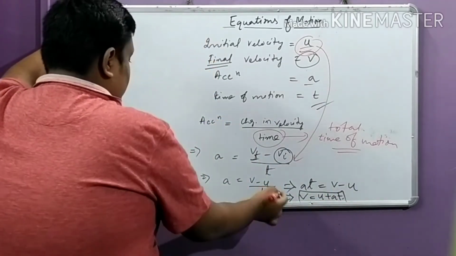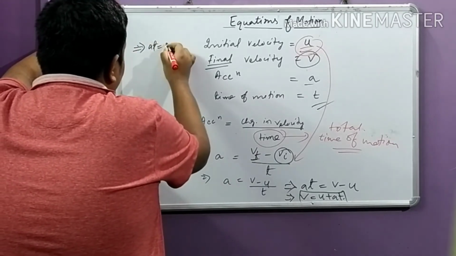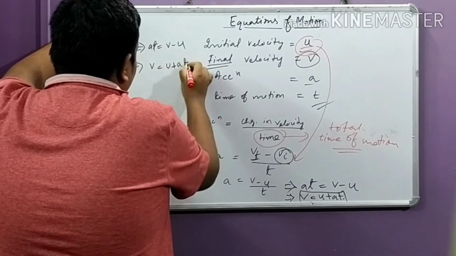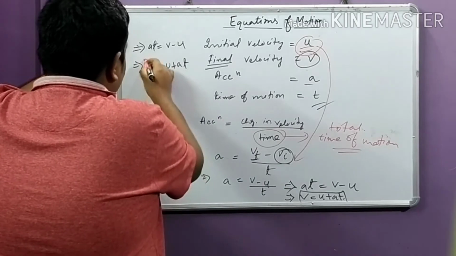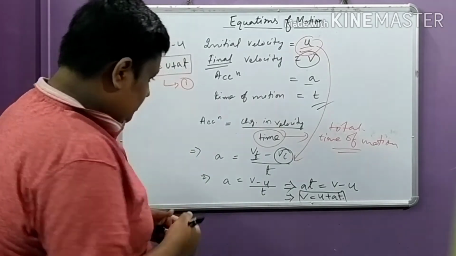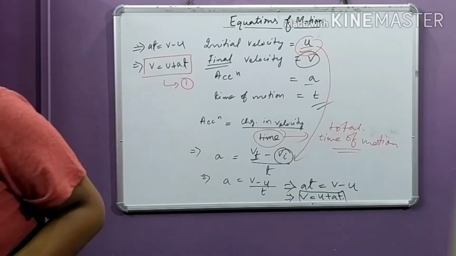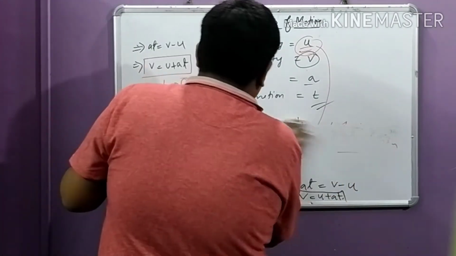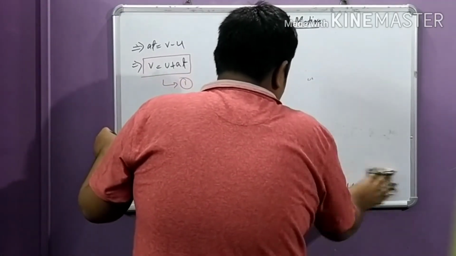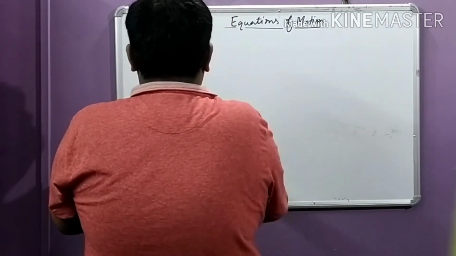So we have derived it from this point. If it is not visible, I am writing it here. at equal to v minus u means v equal to u plus at. So this is the first one. Mark it number 1. So please note it down. Then we shall proceed. Okay, so here we have the first equation. Next we shall proceed with the second equation. How to derive it? Let us see.